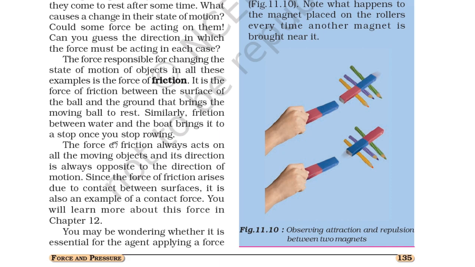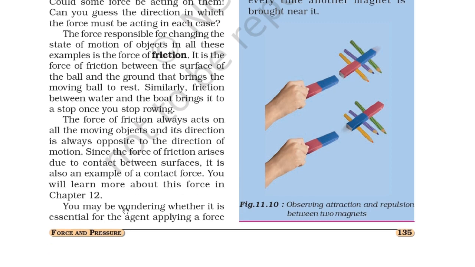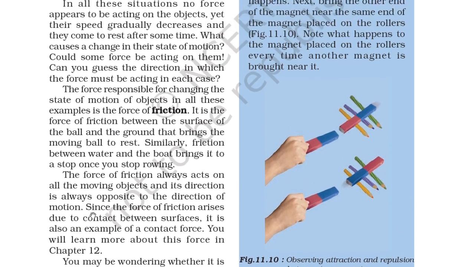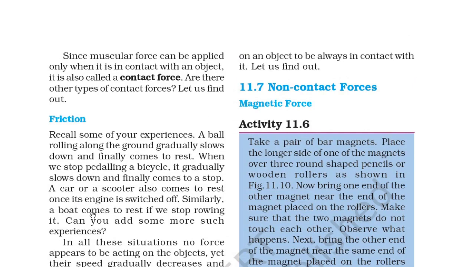So the force of friction always acts on all the moving objects, and its direction is always opposite to the direction of the motion. So you should always remember that the force of friction is always opposite to the direction of the motion. Since the force of friction arises due to contact between the surfaces, it is also an example of contact force. You will learn about this force in chapter 12, that is the next chapter. You may be wondering whether it is essential for the agent applying a force on an object to be always in contact with it.